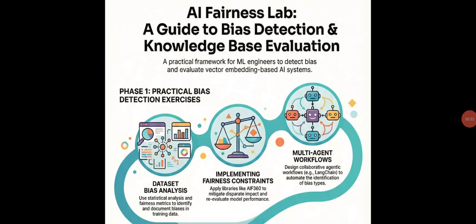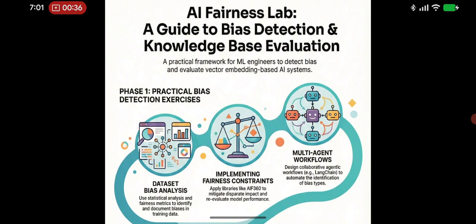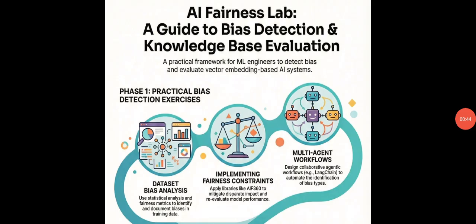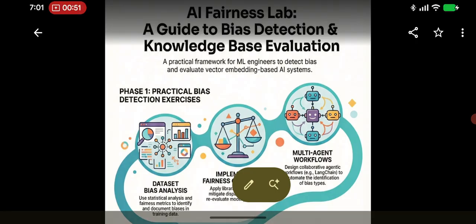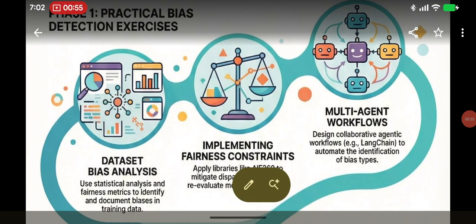Evaluation of bias is done at three stages. That is pre-processing, which is dataset bias analysis, and model evaluation. Then we implement fairness constraints and create agents which are used in multi-agent workflows, be it a voice agent or an agentic workflow solution. Right.